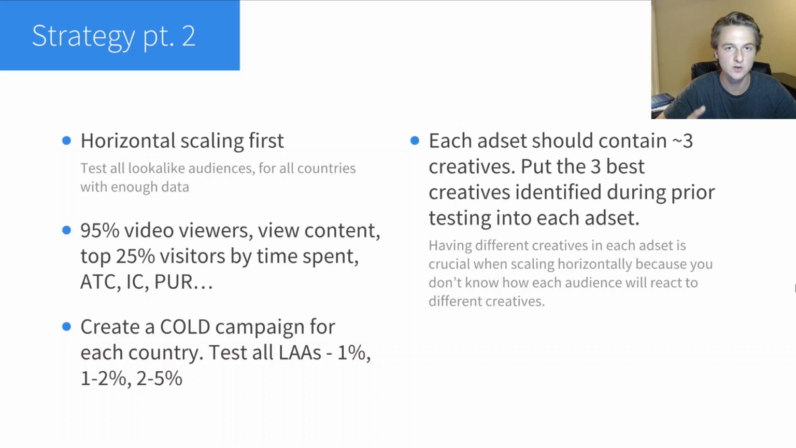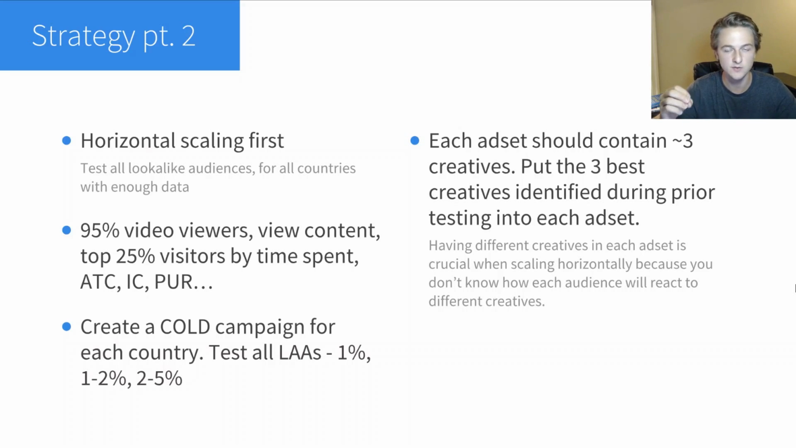Not every audience is going to react to different creatives in the same way. So what I like to do is I'll identify at least 3 good creatives during my creative testing phase. And then I'll take those 3 creatives and I'll put them in every single ad set for these lookalike audiences tests. And what this will do is allow me to identify the best audience plus creative match, and therefore get the best return on investment.